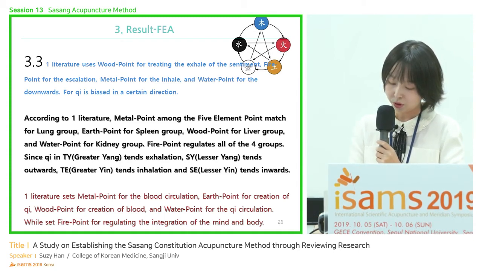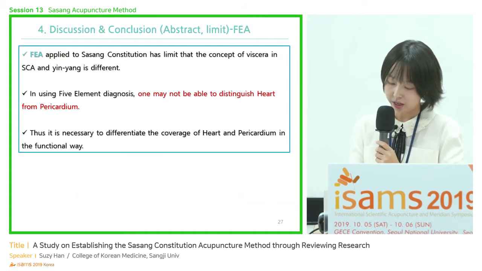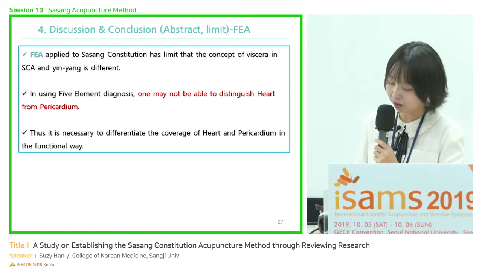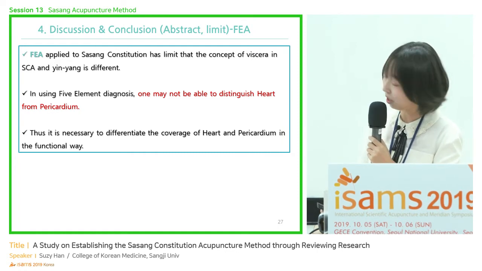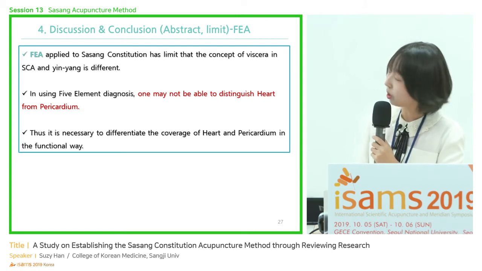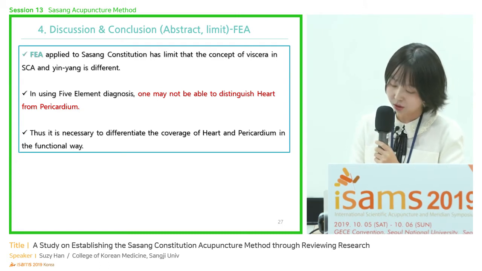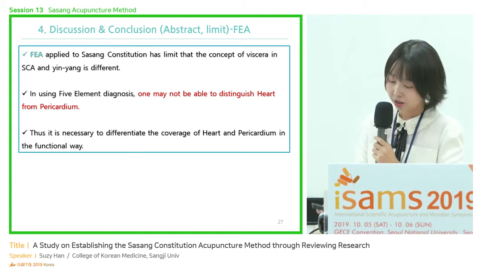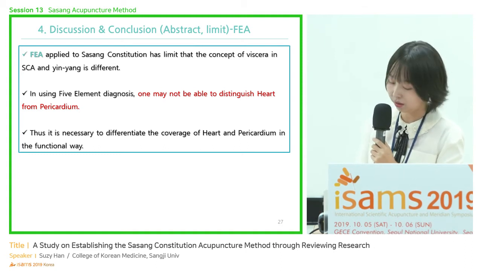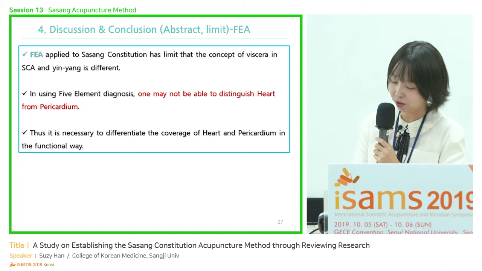Five-element acupuncture applied to Sasang Constitution also has a limit, in that the concept of viscera and yin and yang in Sasang Constitution acupuncture is different. In using five-element diagnosis, one may not be able to distinguish heart from pericardium. Thus, it is necessary to differentiate the coverage of heart and pericardium in a functional way.